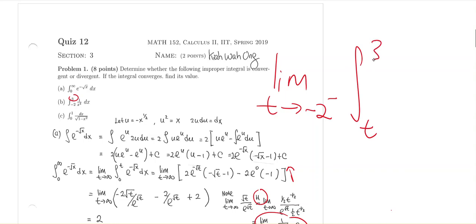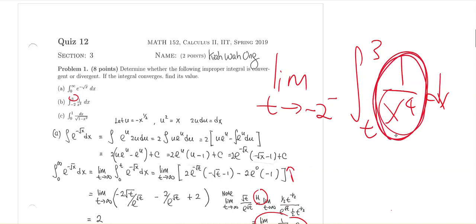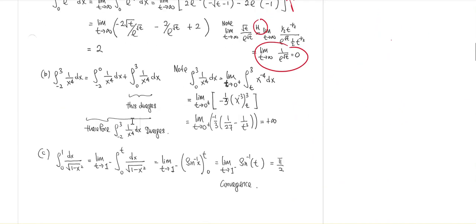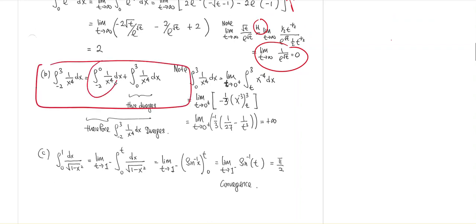So it's the integral from t to 3 of 1 over x to the power of 4 dx. Now, when x is equal to -2, it doesn't cause any problem with this function. This function does not actually have a discontinuity at -2, but it has a discontinuity at 0. So the right thing to do is to split it into 2 parts and then compute each of them separately.